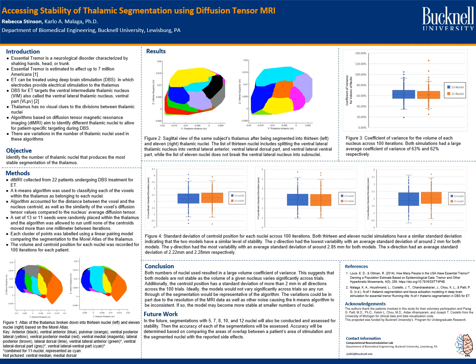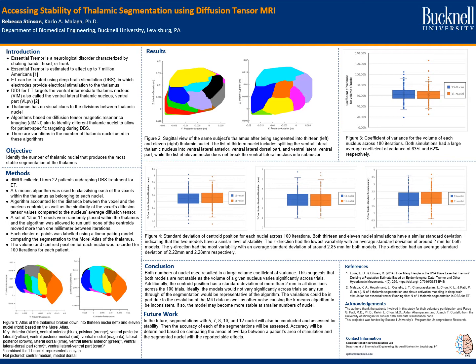Deep brain stimulation uses electrodes implanted in the brain to stimulate the ventral intermediate nucleus of the thalamus, referred to as the VIM. In order to accurately target the VIM, algorithms based on diffusion tensor MRI data are used to segment the patient's thalamus into its nuclei and subnuclei.